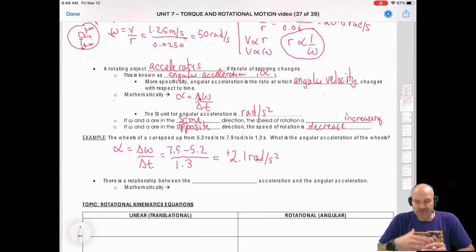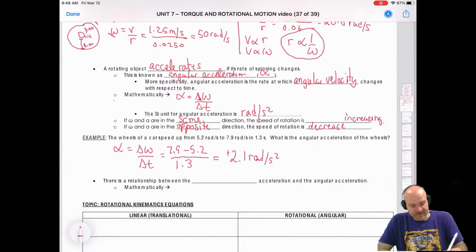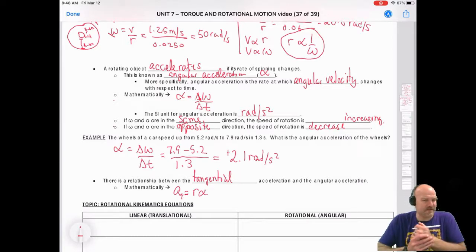Now, just like we did before, we related the linear to the rotation. There's a relationship between what we call the tangential acceleration and the angular acceleration, and it's just going to be a equals r alpha. Sometimes you will see a little subscript t there to denote tangential. In the next video, we're going to relate the rotational kinematics equations to the linear kinematics equations.